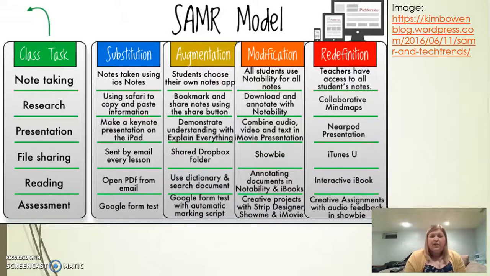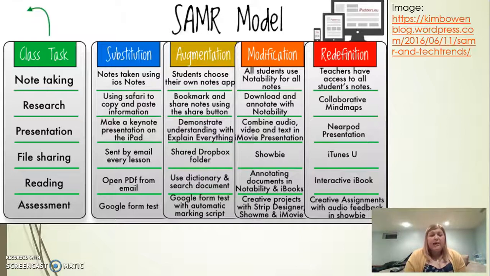I'm just going to do the note-taking example, but take a minute to really read over the other ones because they really do help you understand better. Note-taking in the substitution stage could be taking notes on even a Word doc. In this case, they said iOS notes. It's really just using that instead of pencil and paper. In augmentation, it's giving those students the choice, and they have multiple applications and choose what's best for them, which is an improvement.